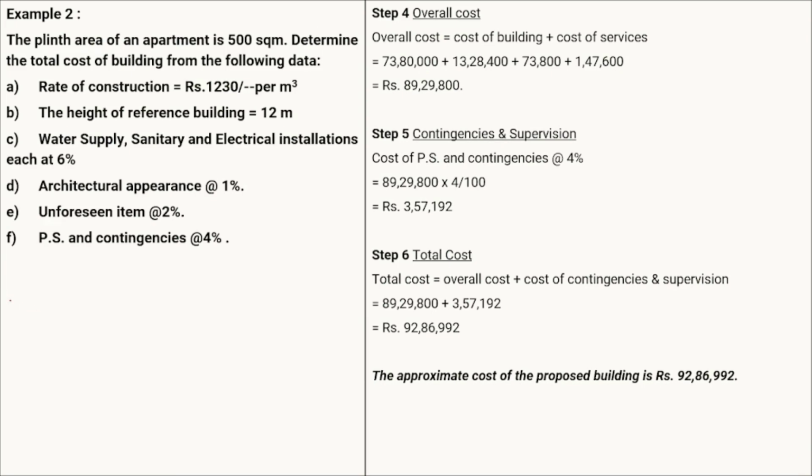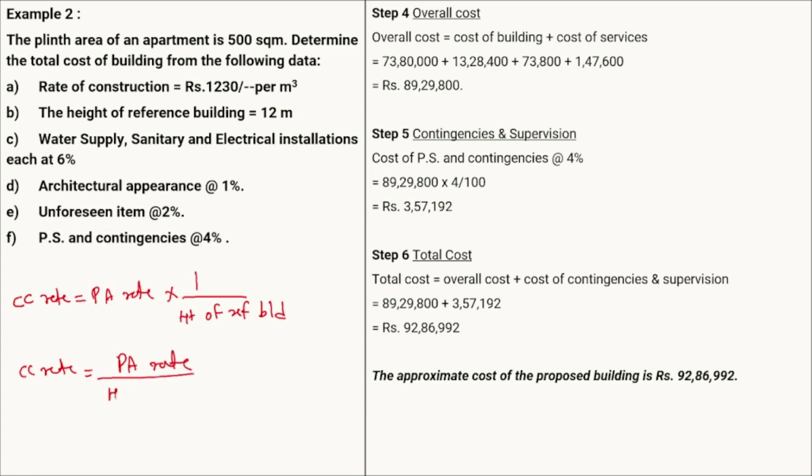Okay, so in this particular numerical, the focus was on the conversion of the cubical content to the plinth area. So remember this particular formula: cubical content rate equals plinth area rate multiplied by 1 by h, where h is the height of the reference building. Or this can also be written as cubical content rate equals plinth area rate divided by the height of the reference building, not the proposed building. This was the main focus of this numerical.